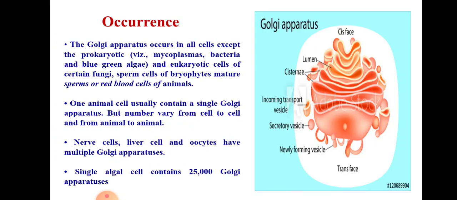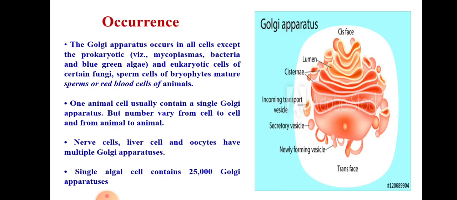The Golgi apparatus occurs in cells except in prokaryotes like mycoplasma, bacteria, and also some blue-green algae. In eukaryotic cells of certain fungi, sperm cells of bryophytes, and mature red blood cells, the Golgi apparatus is also not available.